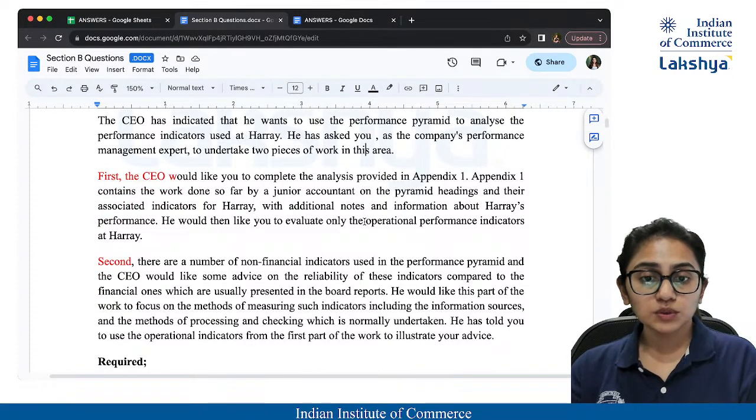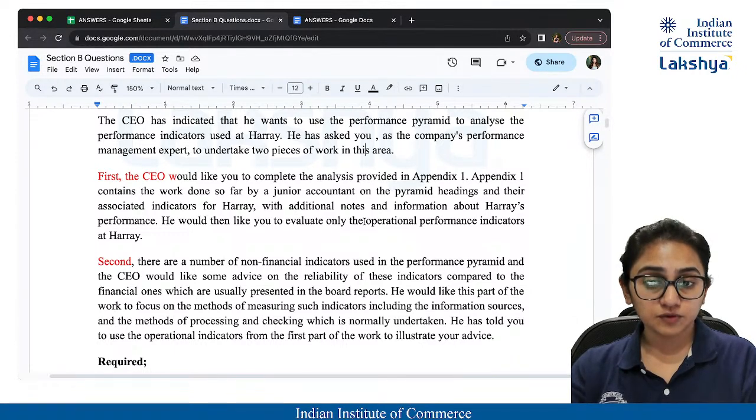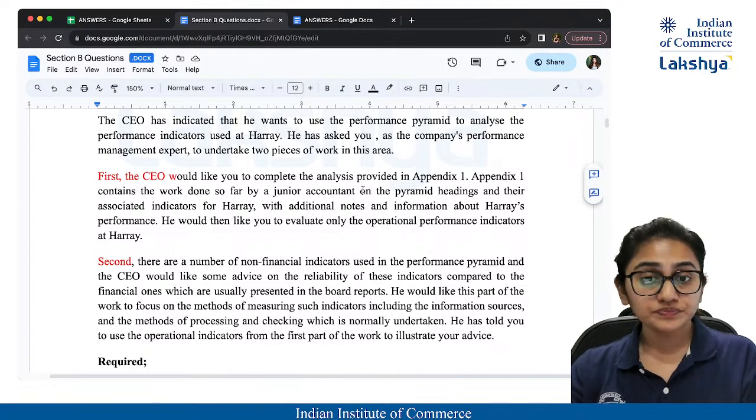First, the CEO would like you to complete the analysis provided in Appendix 1. Appendix 1 contains the work done so far by the junior accountant on the pyramid headings and their associated indicators for Harry, with additional notes and information about Harry's performance. He would then like you to evaluate only the operational performance indicators at Harry. This is the requirement A.